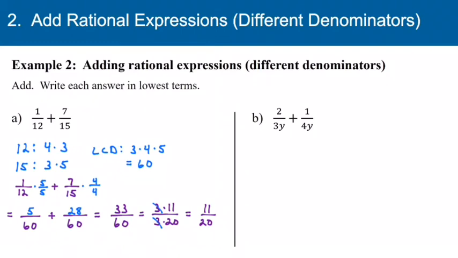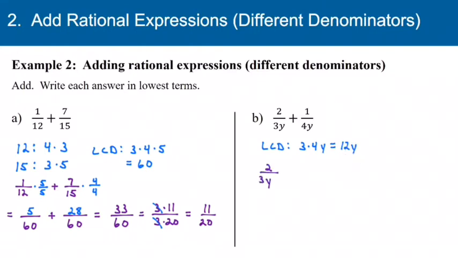So here we have, in part B, 2 over 3y plus 1 over 4y. So first let's find our common denominator. There's no factoring to do here because 3 is prime and 4 is 2 times 2, but that doesn't share any factors with the 3. So there's no need to break anything down. We'll just build our common denominator. The LCD needs to contain a 3, and it needs to contain a 4, and there's one y here and one y here, so I only need one y in my LCD. So we end up with a common denominator of 12y.